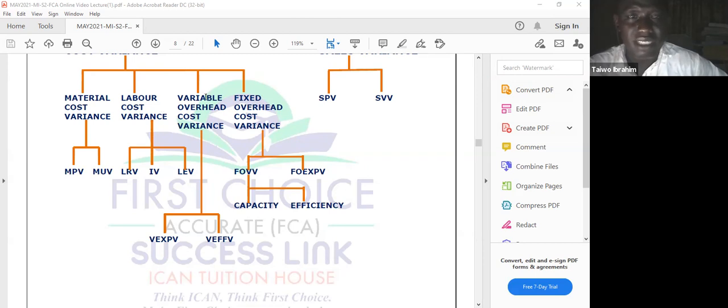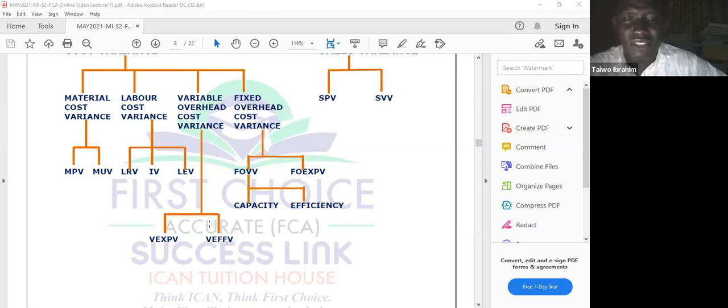Now, I've explained the labor variance, then I'm now going into variable overhead cost variance. Now, we're looking at the variable overhead that is absorbed into the cost of product. That variance can either be due to variable overhead expenditure variance or variable overhead efficiency variance. Let's start with the efficiency variance, VEFFV. That's variable overhead efficiency variance. You can put it down.